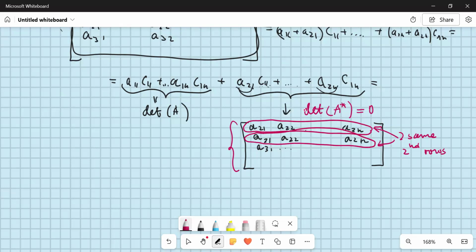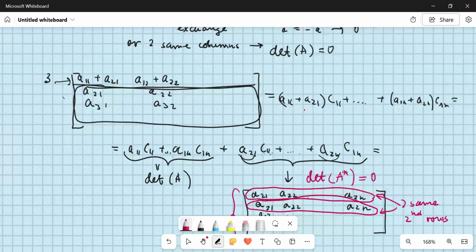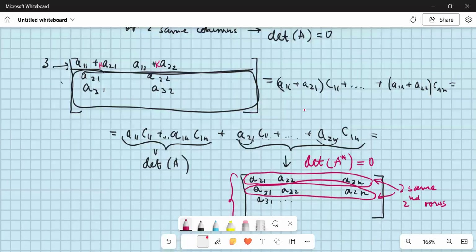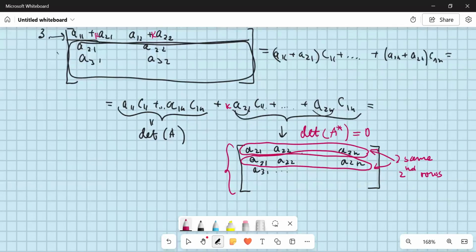What is going to happen if you multiply a row by something? Here, I did not multiply by anything, but if you multiply by a constant here, you're just going to have a constant everywhere and you can always take it outside. But because the determinant is going to be equal to 0, this outside constant is not going to affect it. And you see that the whole determinant equals 0.